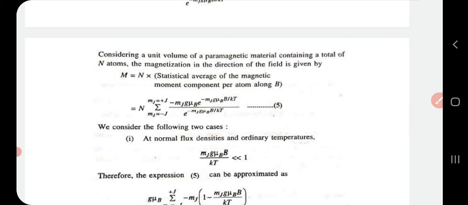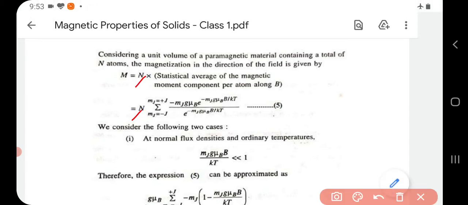Considering a unit volume of paramagnetic material containing a total of n number of atoms, the magnetization M in the direction of the field B is given by M is equal to n into the statistical average of the magnetic moment component per atom along B. N is written here. Now this is the expression for the statistical average of the magnetic moment component per atom along B. So that expression you will have to learn. But you can study it very easily.